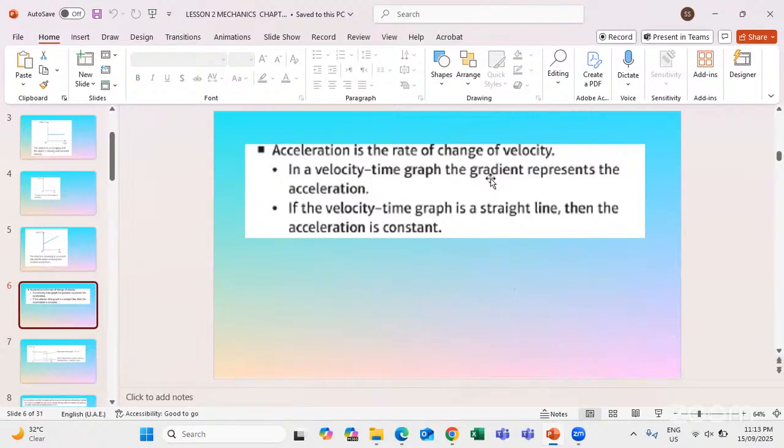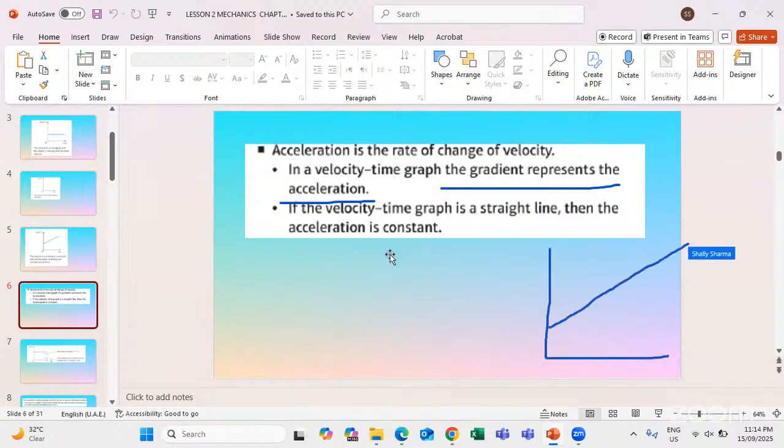So now we have here, in a velocity time graph, the gradient represents the acceleration. This is a very important point. Sometimes it will not be given directly in the question, we need to understand it by ourselves. And then the second point is, if the velocity time graph is a straight line, acceleration is a constant. So in every case, if it is a straight line like a diagonal line, then acceleration will be constant, 2 meters per second square, 3 meters per second square, and so on.